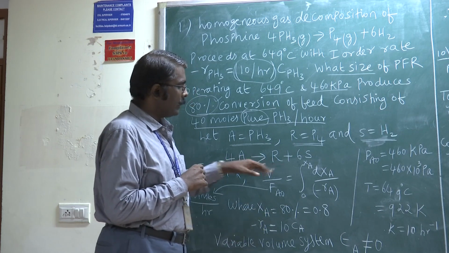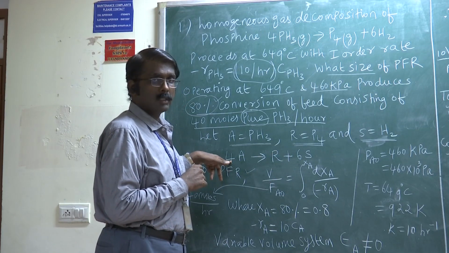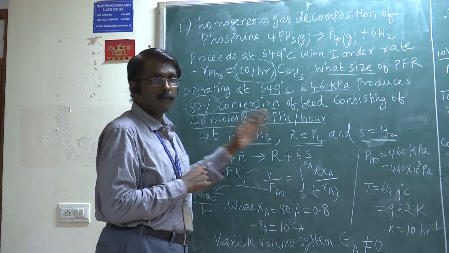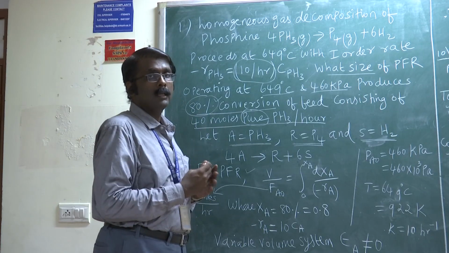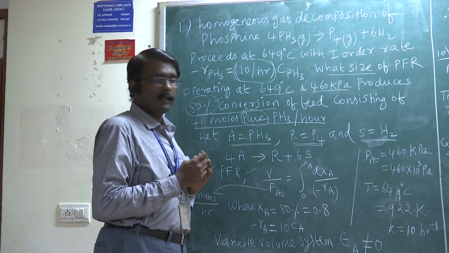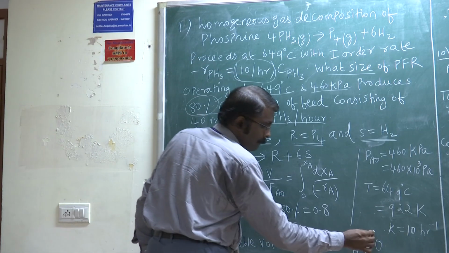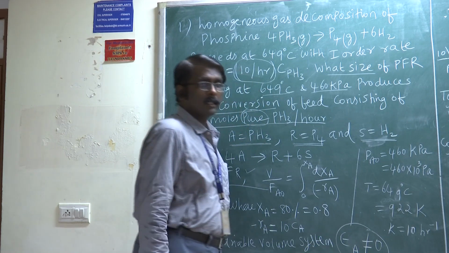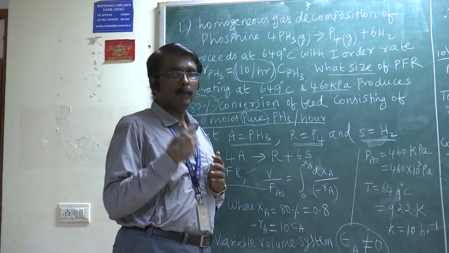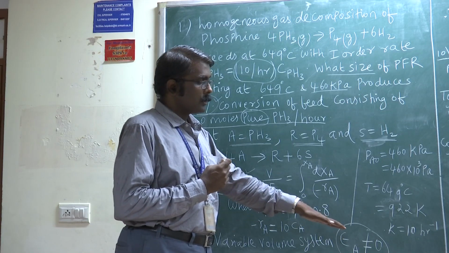Now from stoichiometry we find that 4 moles of A give us 7 moles of products. For example, on the left side we have 4 moles of the reactant, whereas on the right side we have 1 plus 6, 7 moles of the product. That means 4 moles give us 7 moles of the product. So there is a change in the number of moles, which accounts for a change in volume also. So the system is a varying volume system, for which the value of the expansion factor is not equal to 0. Epsilon A is the expansion factor, which takes into account the change in volume during the course of reaction. So now the expansion factor is not equal to 0.